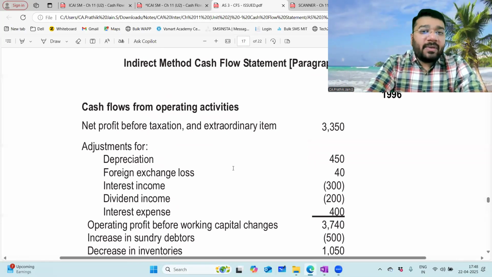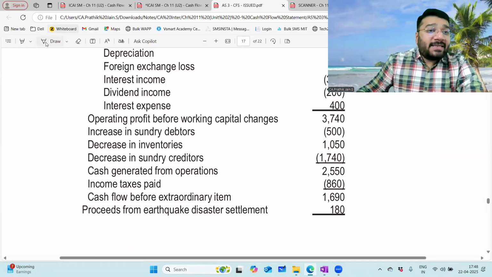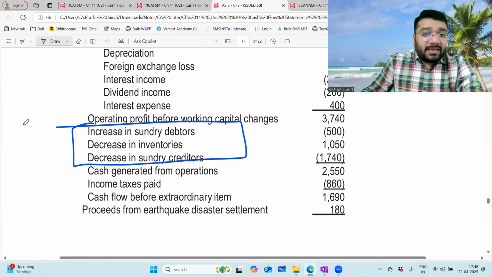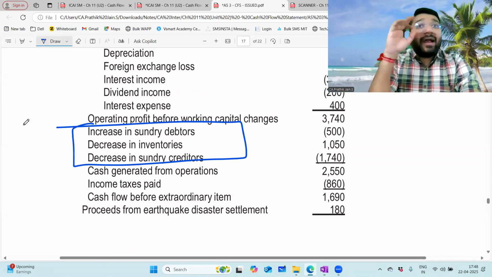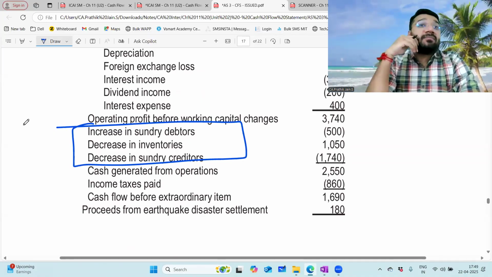Look at this indirect method of cash flow statement. What have they done? Increase in sundry debtors, decrease in inventory. This is the language that they've used. Have they used the word add, increase in current liability, decrease in current asset? So from where did we pick up that information from?